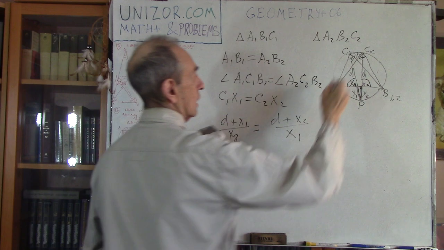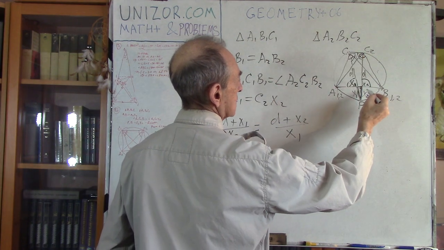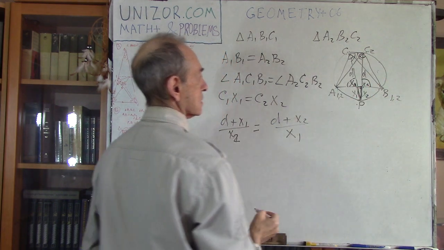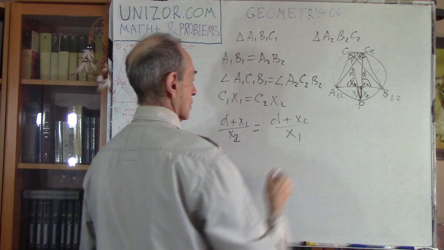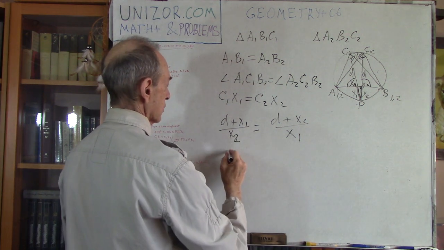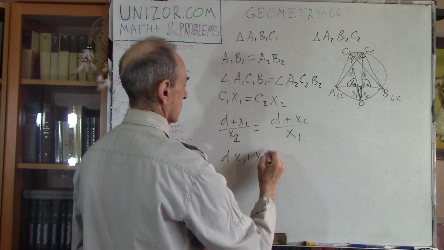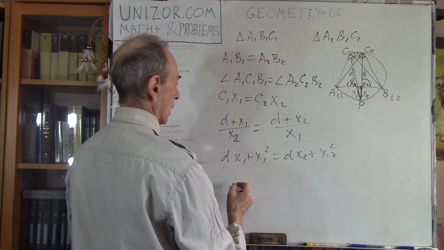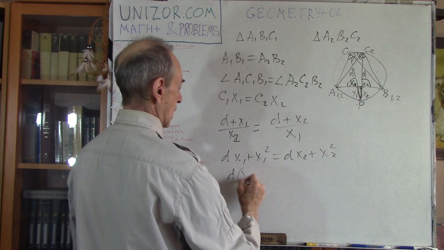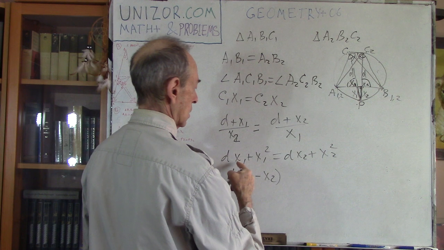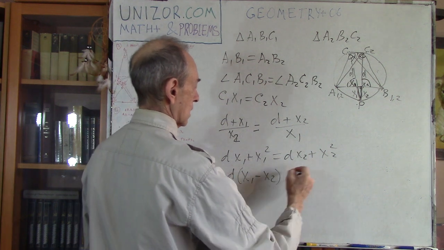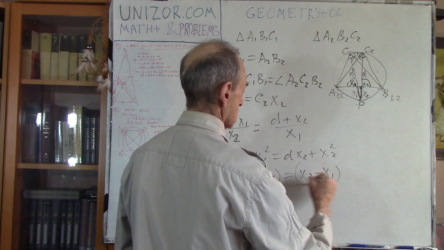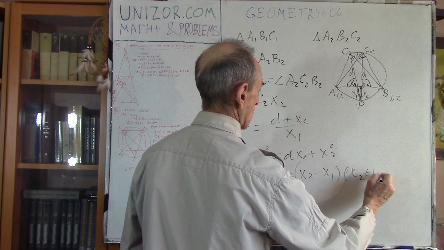That's proportionality. D plus X1 is supposed to be proportional to this, as this is supposed to be proportional to this, because the angles are crossing each other, right? From which follows dx1 plus x1 squared is equal to dx2 plus x2 squared. From this we get d times (x1 minus x2) is equal to x2 squared minus x1 squared, which is (x2 minus x1) times (x2 plus x1).